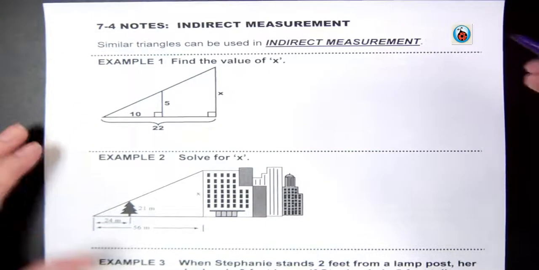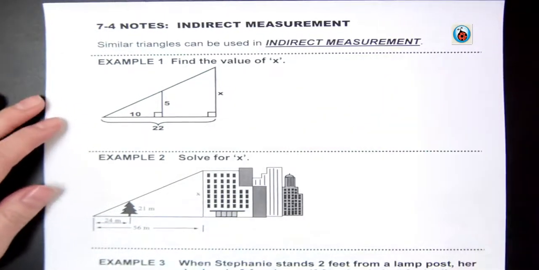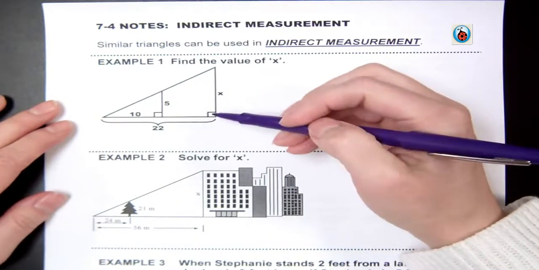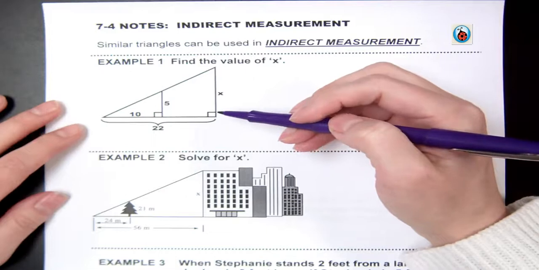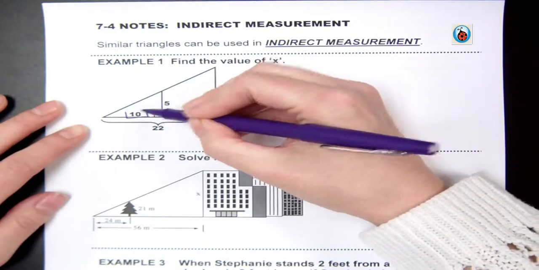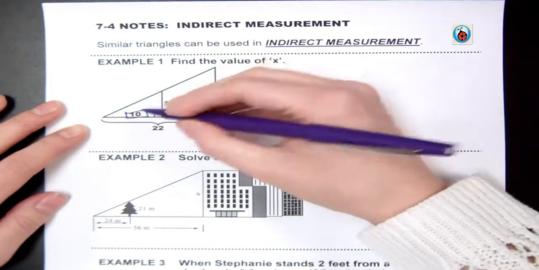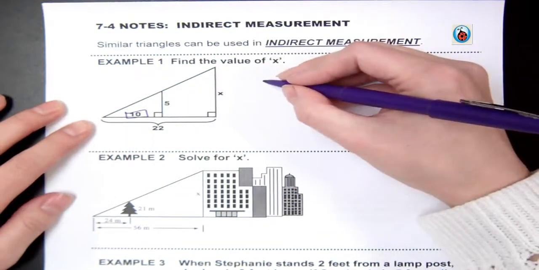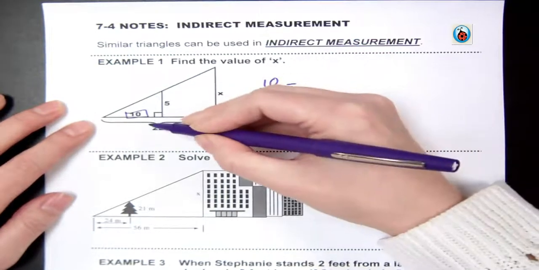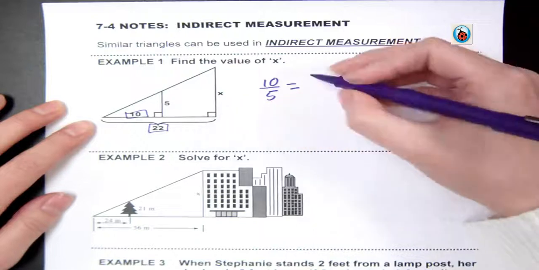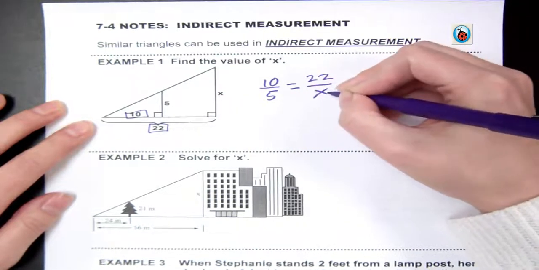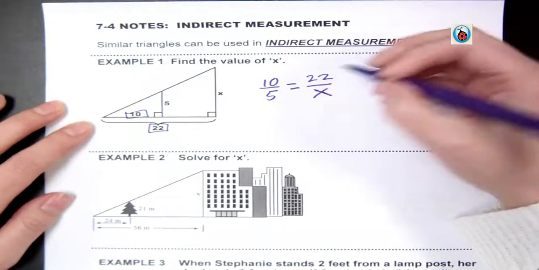It's called indirect measurement. And so the way indirect measurement works is we have two triangles here and we just set up our proportions. The smaller triangle is always going to go first. So my ratio of the smaller triangle is 10/5. And then I just make sure I match up. So the bottom of this larger triangle is the 22/x. And I have my proportion now.